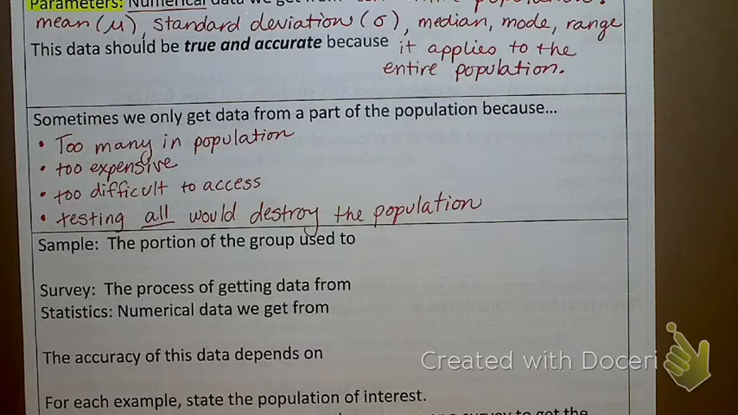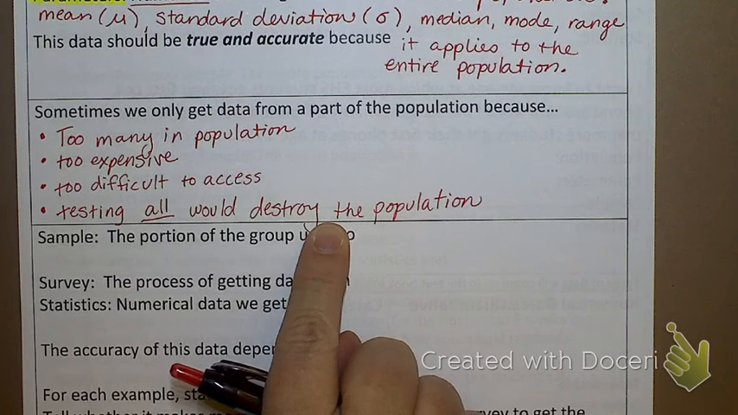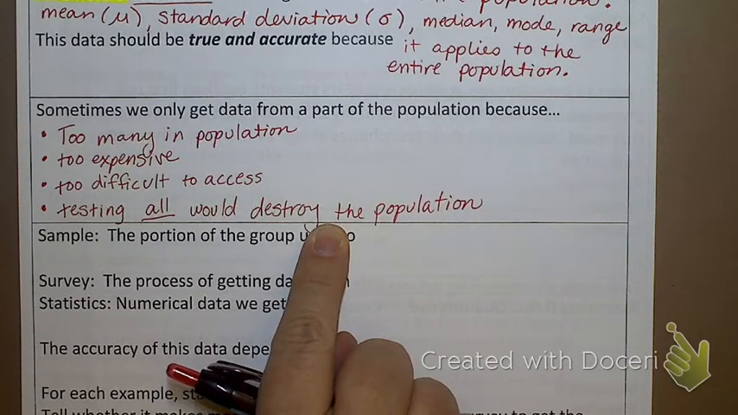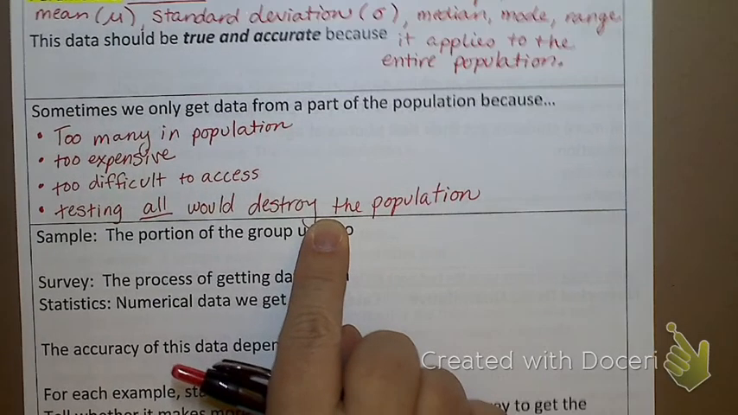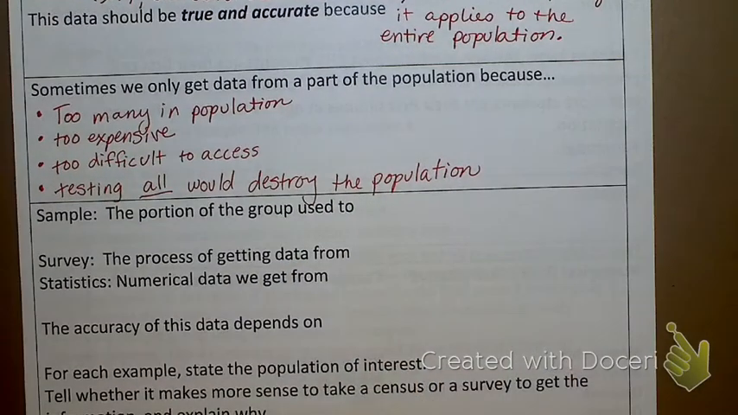Now, would it make sense for them to do that to every single container of ice cream? Because that would destroy the population and they wouldn't have any left to sell. So in that case, it wouldn't make sense to take a census and test every single one. They would want to pick every few hundred, like every 100th one or every 200th one or something, to make sure that they are continuing to get the same process or the same quality that they need.